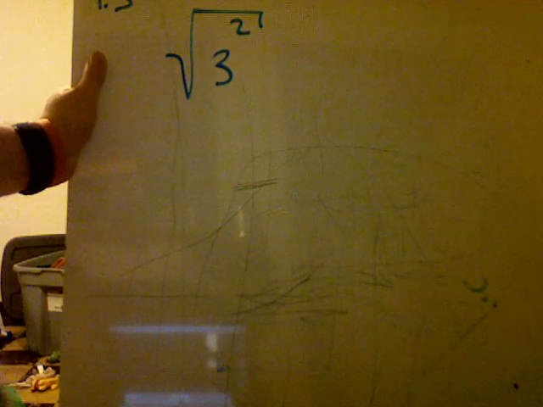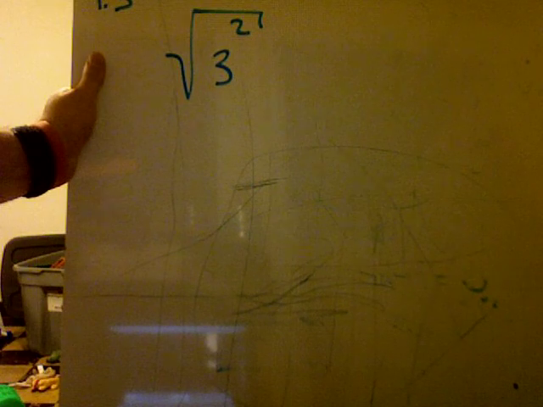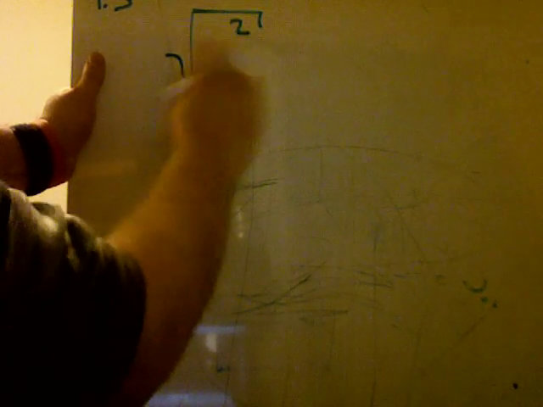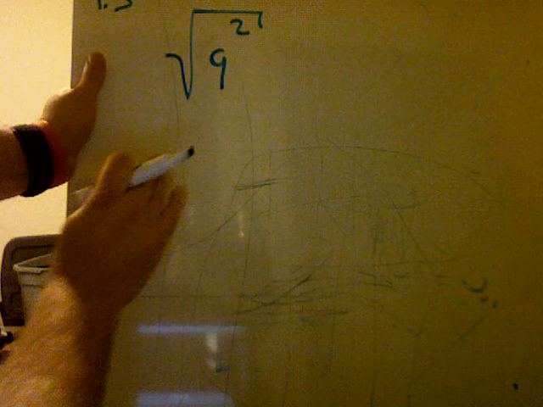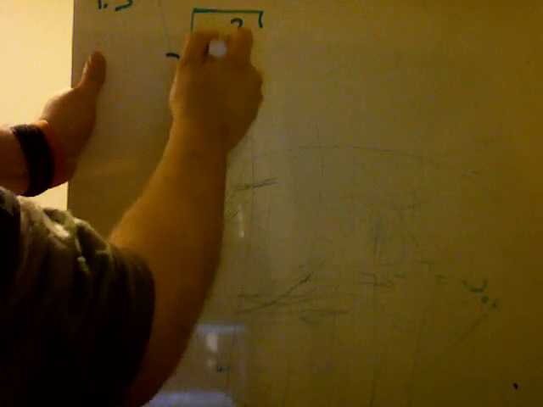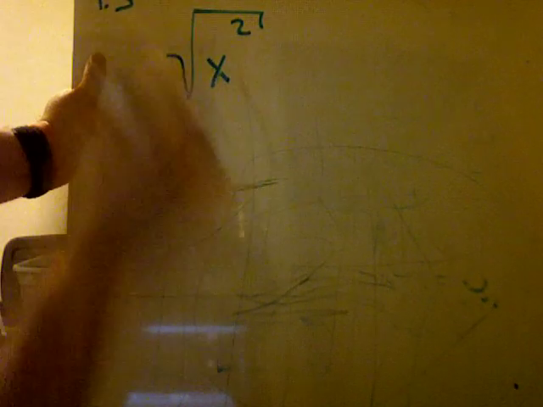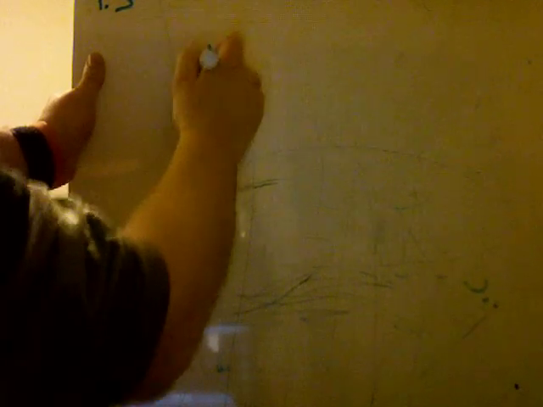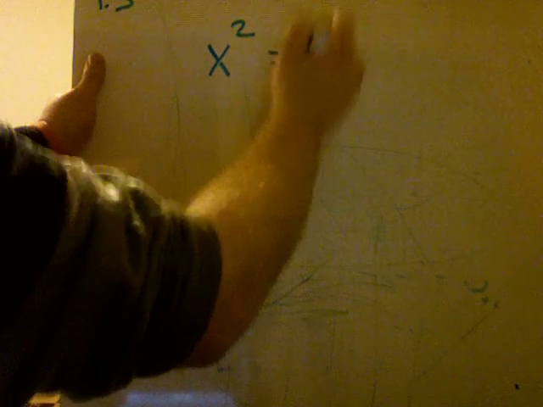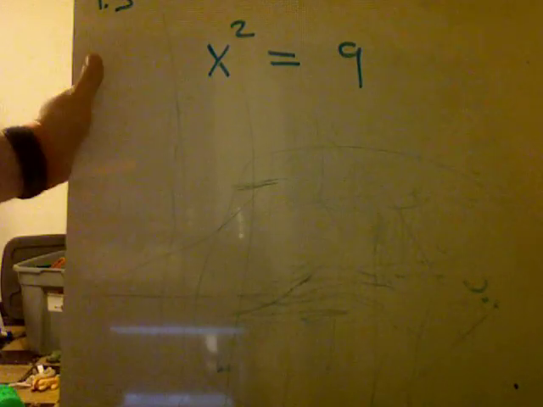Okay? So the same is true if this is a 3, right? 3 squared, and then take the square root of that, we end up with a 3. Take a 9 squared, take the square root of that, we end up with a 9. Take an x squared, take the square root of that, we end up with an x. Okay? So what if we have x squared equals 9?